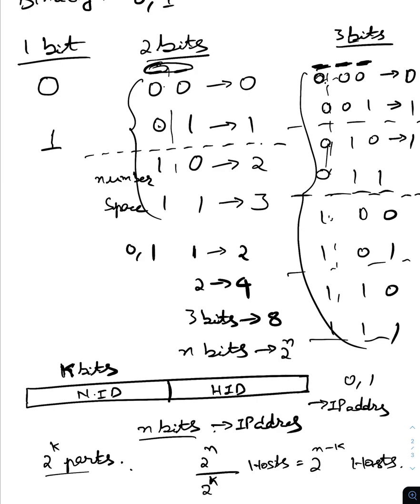So to summarize, if you have an n bit IP address, and if your first k bits are your network ID and the remaining n minus k is your host ID, you can divide the entire space into 2 power k parts, as I explained before, and each part has 2 power n minus k hosts. I hope this is clear.